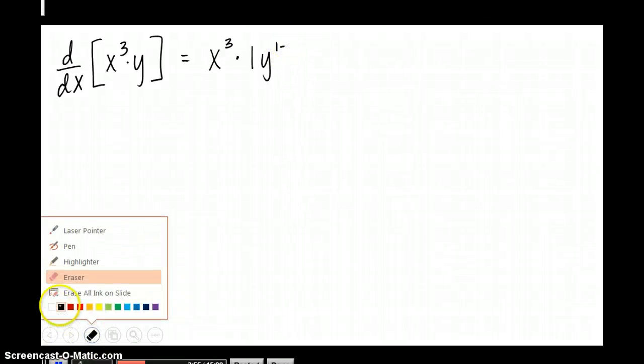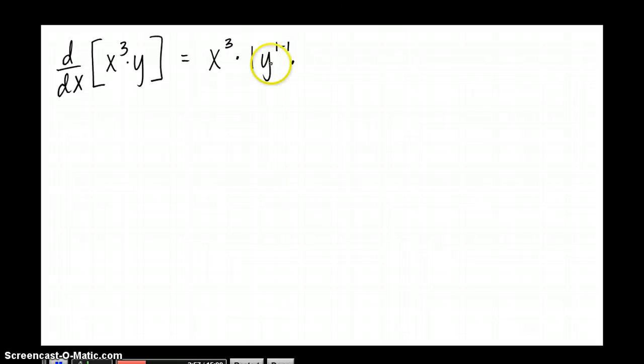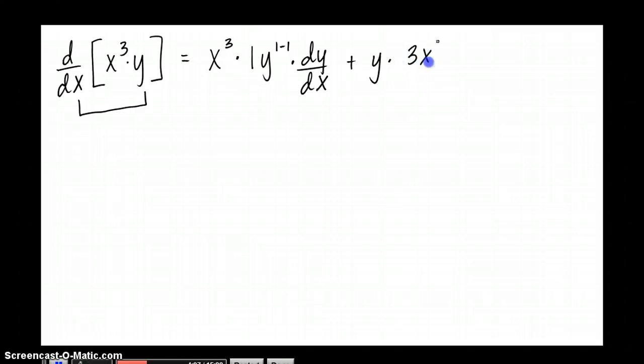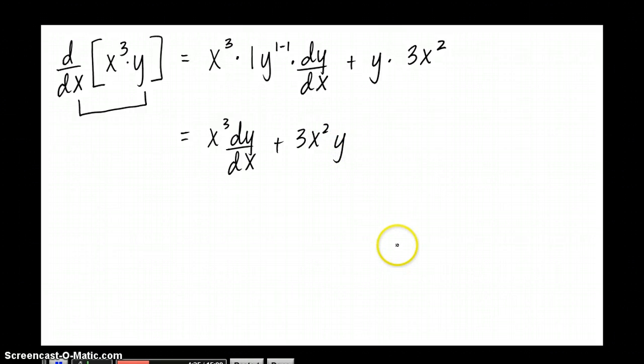Subtract 1. And now, because the variables disagree with each other, I need my implicit step here. Plus second function times the derivative of the first function. I'm deriving with respect to x, so I just apply my power rule and I don't need that extra added step. So cleaning it up, I would have x cubed dy dx plus 3x squared y. Now the derivative doesn't look nice per se, but that's the derivative of the function with respect to x.